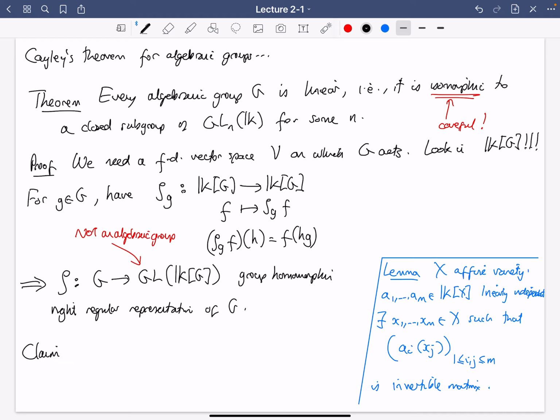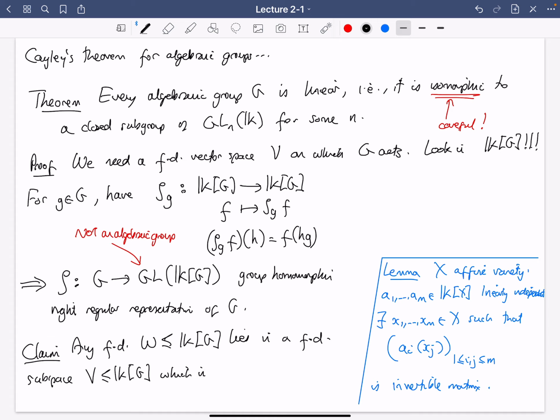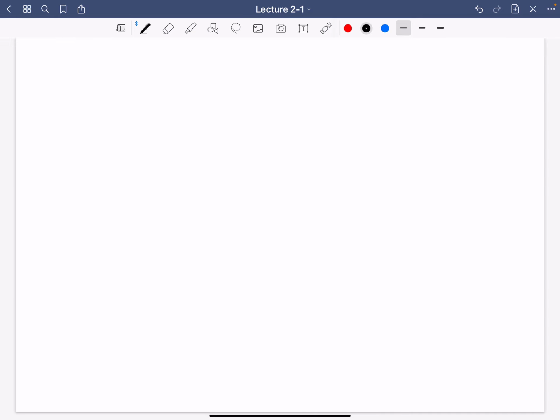I need one little claim, which is that any finite dimensional subspace W of K[G] is contained in a finite dimensional subspace V of K[G], which is invariant under rho_g, under right translation, by every g in G. So we've got to prove that claim before we do too much more.